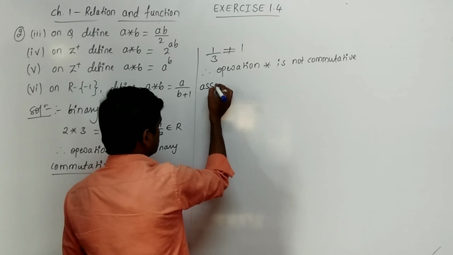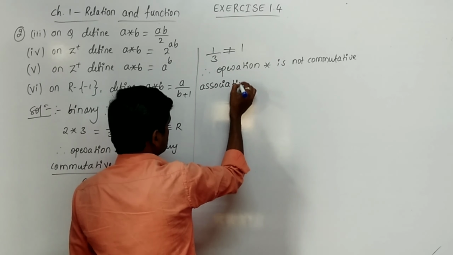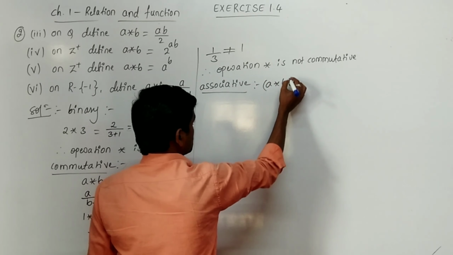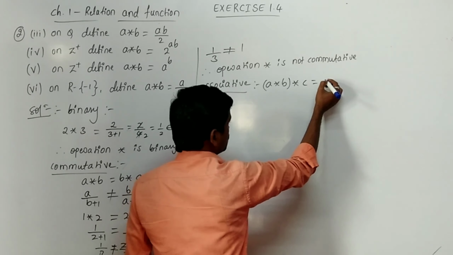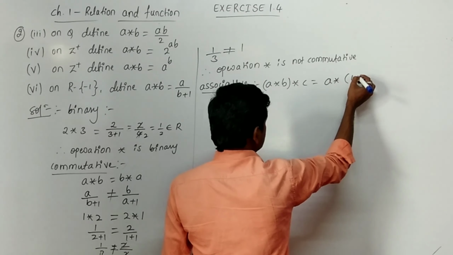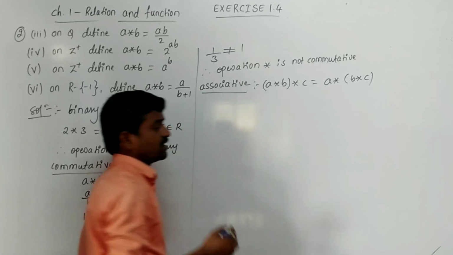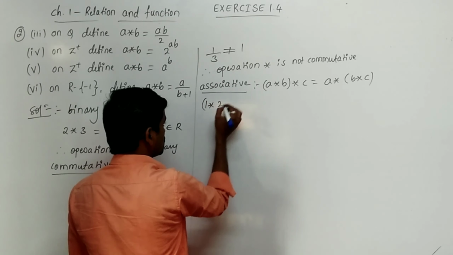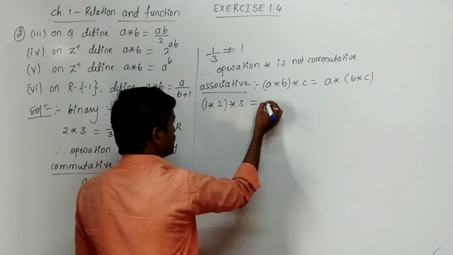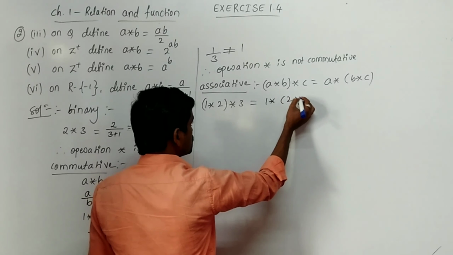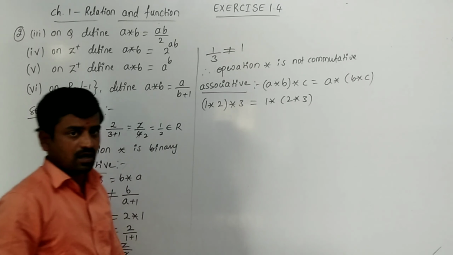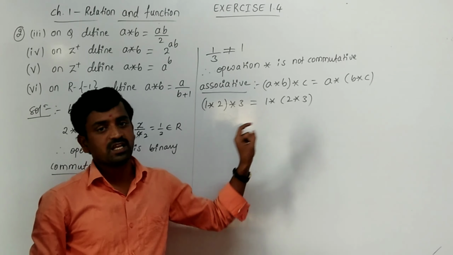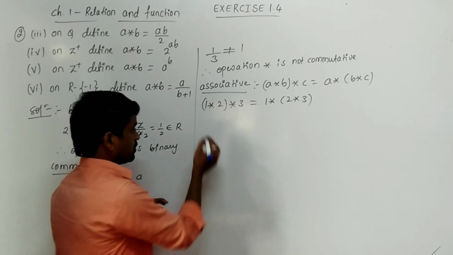Associative. A star b star c equal to a star b star c. We take a direct example: 1 star 2 star 3 equal to 1 star 2 star 3. All are real numbers, 1, 2, 3. All these 3 are real numbers. Apply LHS.